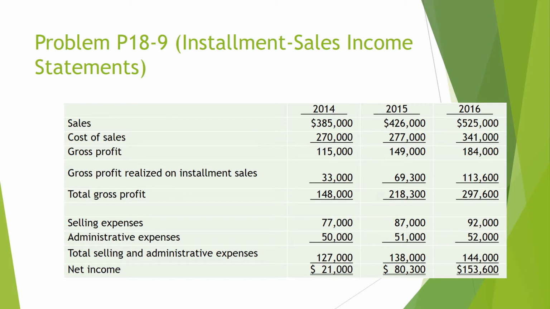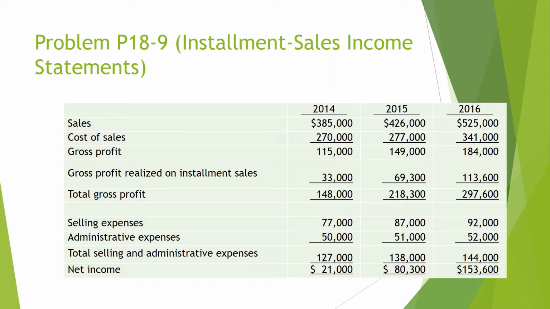The total gross profit of $218,300 minus the $138,000 will give you a net income of $80,300. Same with 2016: sales of $525,000 minus the cost of sales of $341,000 led to a gross profit of $184,000.